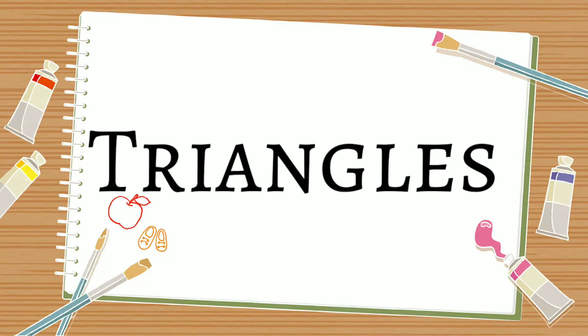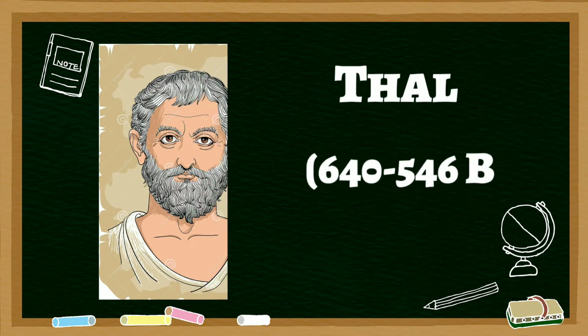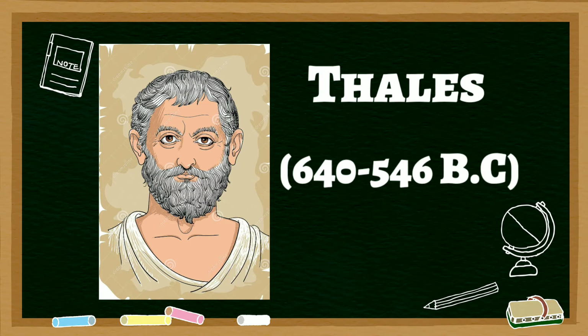Hello everyone. Today we are going to learn a theorem from the chapter Triangles. The name of the theorem is Basic Proportionality Theorem, and it is also called Thales theorem. Thales was a Greek mathematician, astronomer and pre-Socratic philosopher. He was one of the 7 sages of Greece.